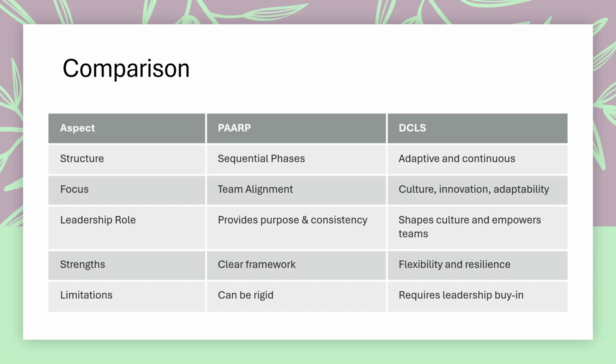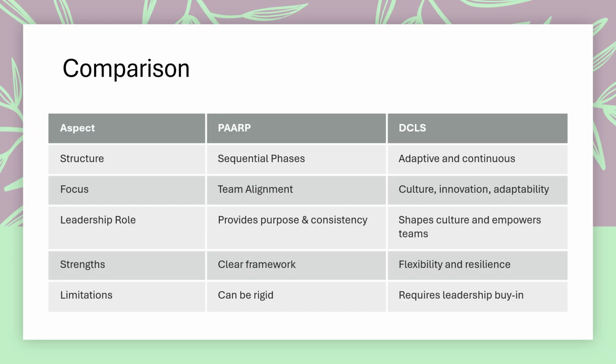There's structure versus flexibility. The PARP model offers discipline and a step-by-step roadmap. It looks at purpose, assemble, align, resource, perform. DCL, on the other hand, emphasizes adaptability and continuous improvement, which makes it more fluid in dynamic environments. As for the leadership roles, in PARP, leaders provide clarity of purpose and consistency of action, while in DCL, leaders act as culture shapers. They model the values they want to see. They respond to crises and empower innovation.